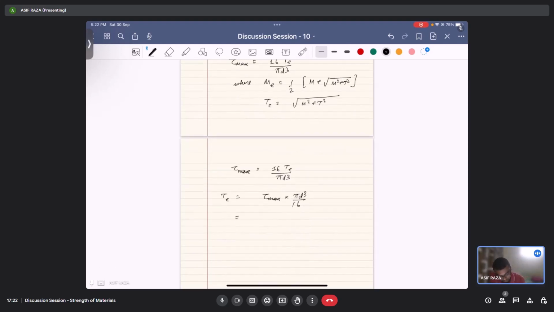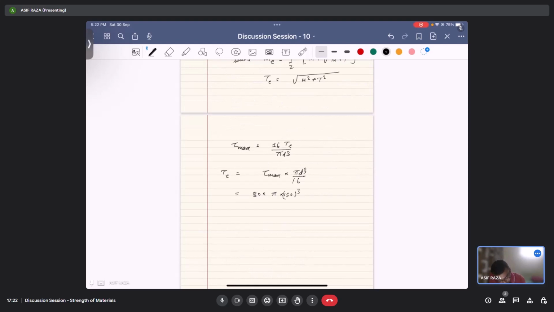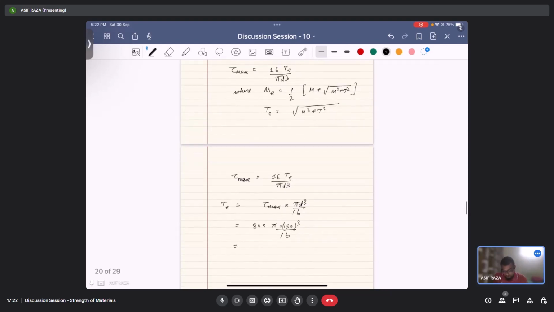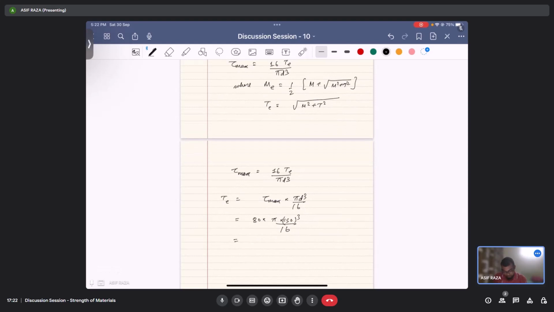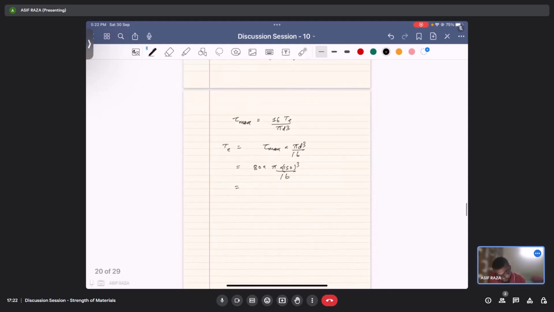This is equal to tau max, which is 80, into pi, d is 150, cube, by 16. This is equal to 53014376.103.